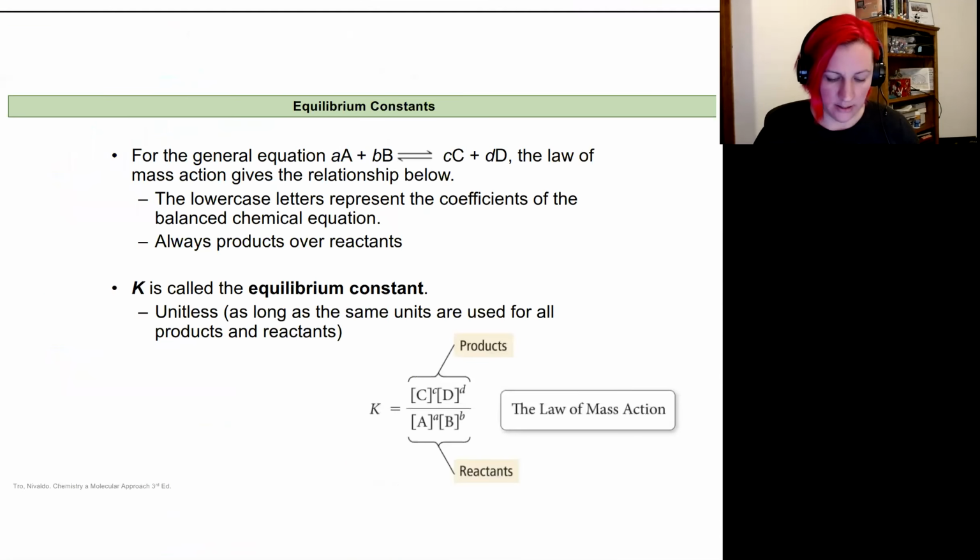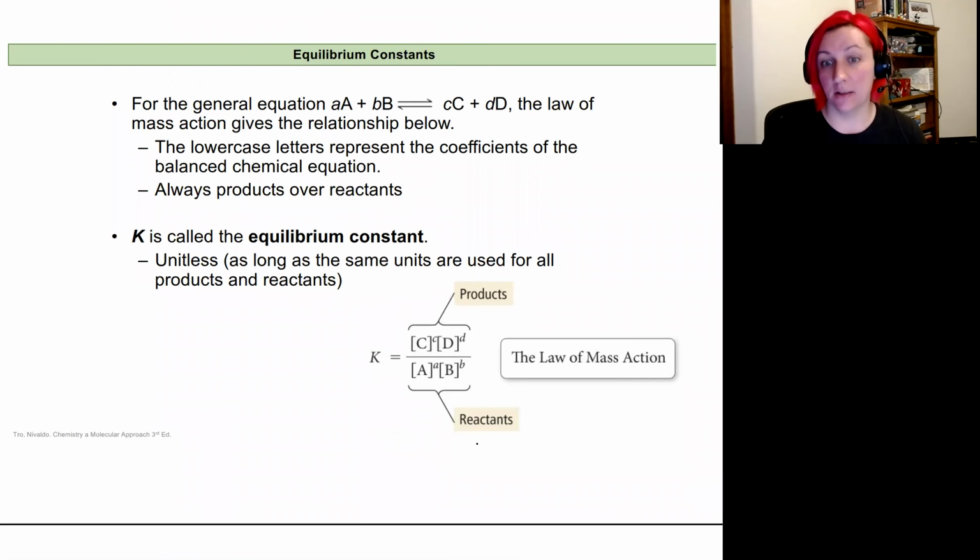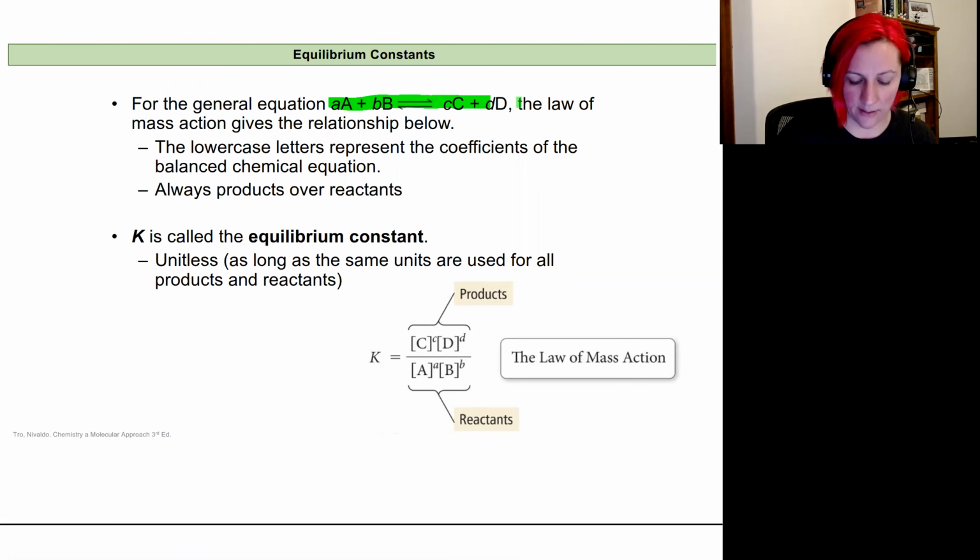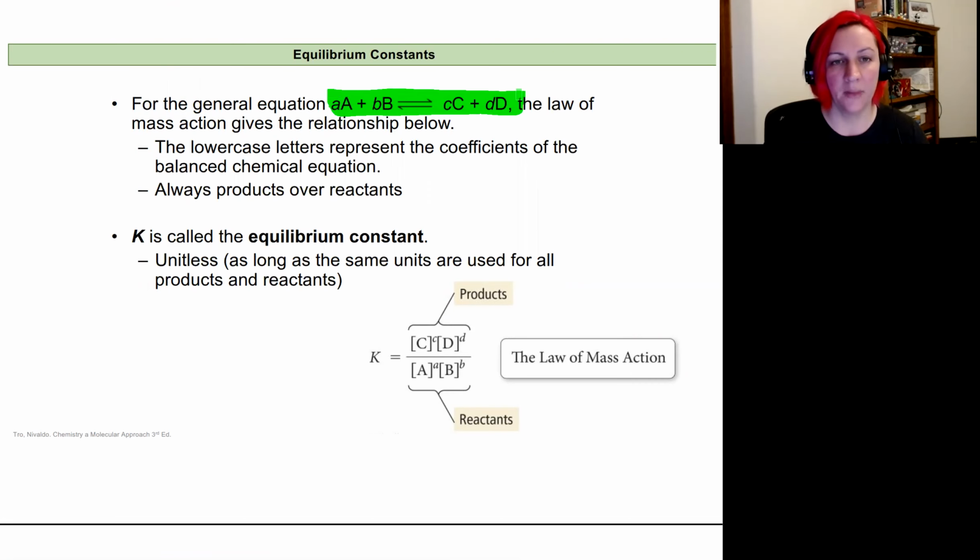Let's take a look at something slightly more complicated, but still using variables. For a general chemical equation, and this is the version we like to use for variables, you have A plus B goes to C plus D, and it's in equilibrium. The lowercase a, b, c, d are the coefficients. That way we can show how the coefficients work, a format that we can apply to any chemical reaction.